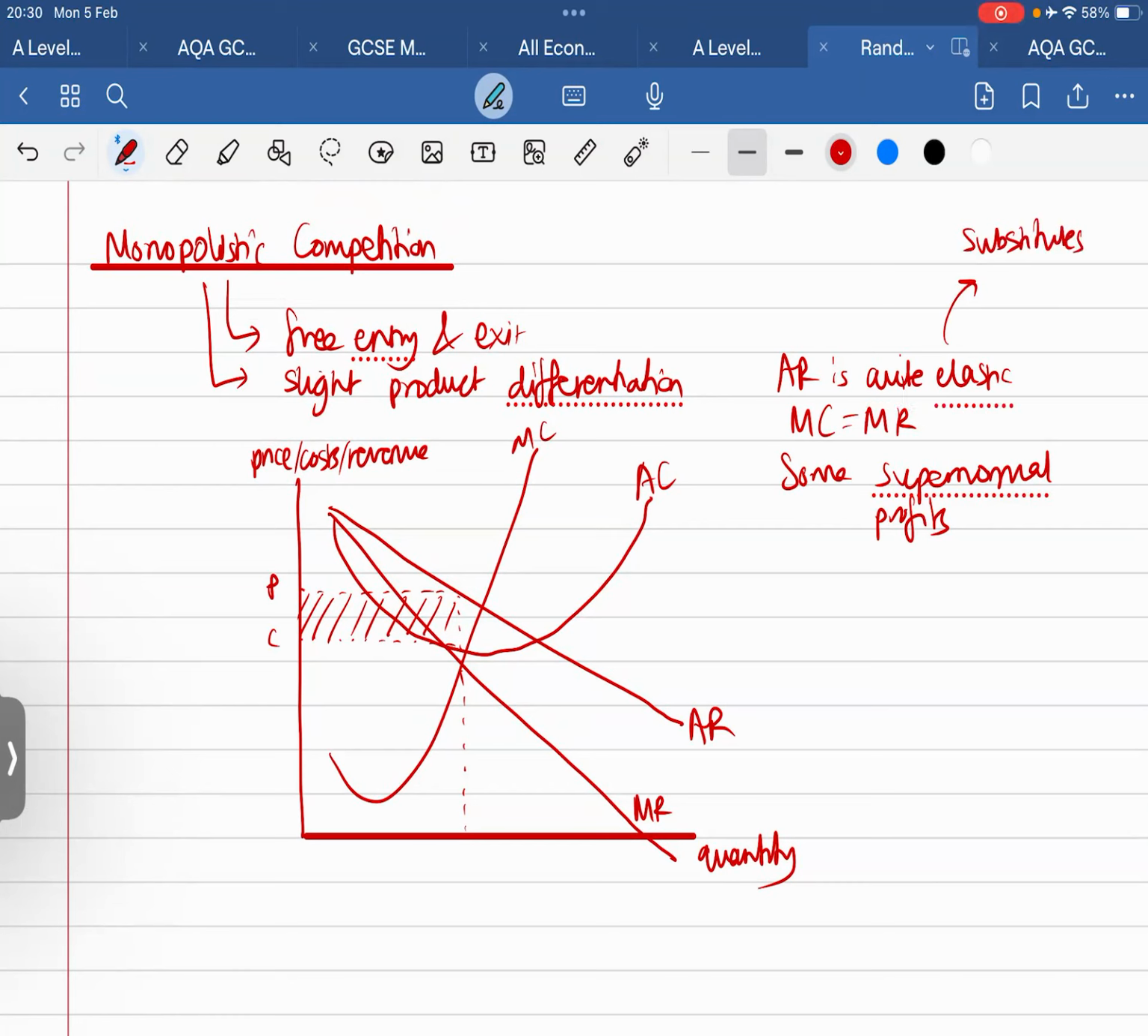Same thing happens again. So sometime later, this is in the short run, and we go to the long run. What happens in the transition is the same thing. New firms enter due to free entry and exit, and they smell the supernormal profits. So each firm's demand curve shifts to the left.